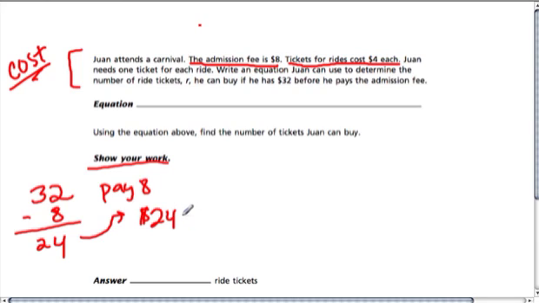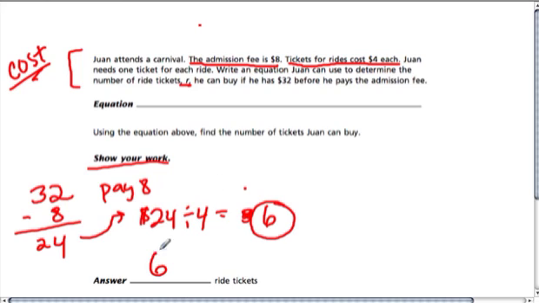And then he knows that he can buy tickets. And the ride tickets are $4 each. So to figure out how many tickets he can buy, you divide by 4. Every ticket's $4. And 24 divided by 4 is 6. So he can afford to go on 6 rides and buy 6 tickets. And in fact, right here we can write our answer. He can afford to buy 6 ride tickets.